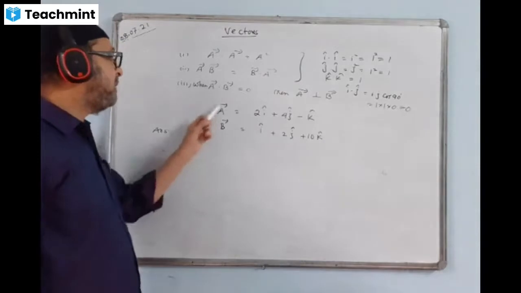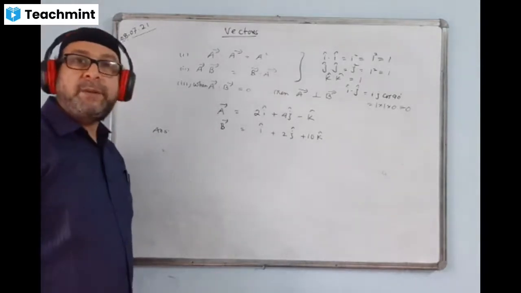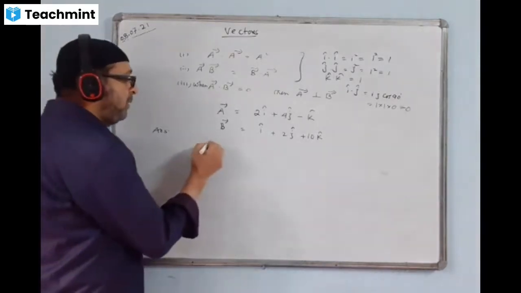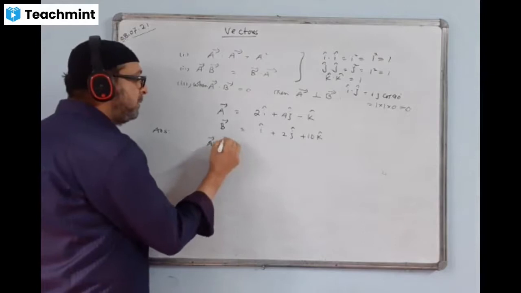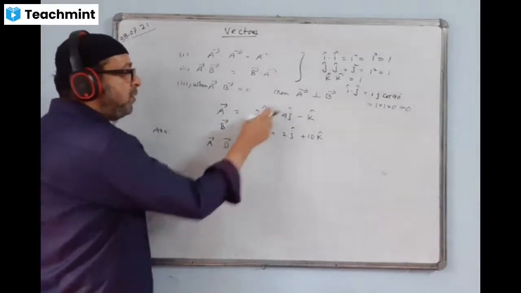You have to show that these vectors are orthogonal. What is the meaning of orthogonal? That means perpendicular. You have to show that the vector A and vector B are perpendicular. Then it is very easy to show. We take A dot B between them. How to take A dot B? You know, dot product we take.